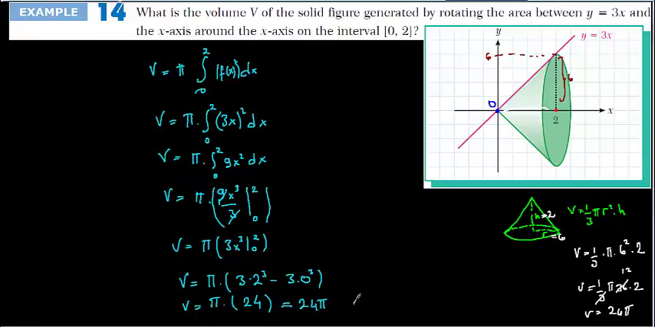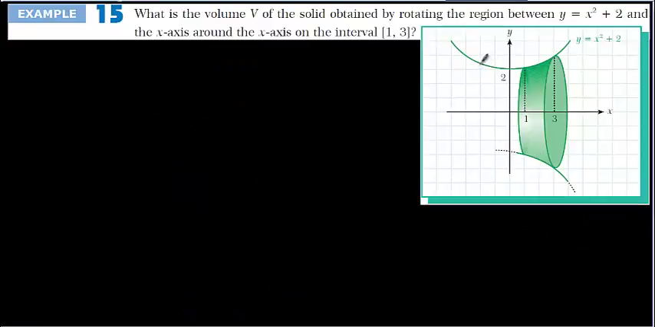So I proved by using the integral it's 24 pi, or if we calculate the volume of the cone, it is equal to 24 pi. Okay, then here we have the figure, and the function is x squared plus 2, and this function is rotated around the x-axis from 1 to 2. So directly the volume is equal to pi, integral 0 to 2, the function x squared plus 2, squared, dx.